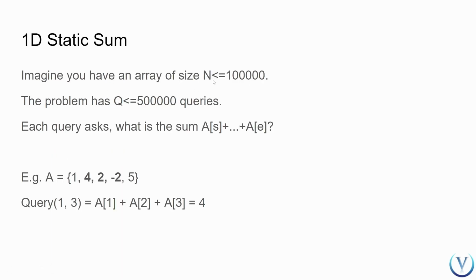You have an array of a particular size n, and you have a bunch of queries as well. Each query consists of two indices s and e. To answer the query, you need to find the sum from index s to index e. So for example, if the array A is 1, 4, 2, minus 2, 5, then the query from 1 to 3 would be a of 1 plus a of 2 plus a of 3, which is 4 plus 2 plus minus 2, which is 4. We need to answer these queries in O(n + q) time.